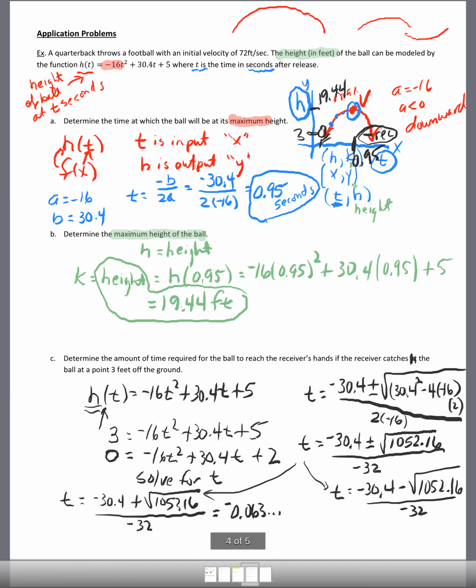And I have an issue with this answer here. How can time be negative? It can't. So this is what we call an extraneous solution. This solution does not make sense. So we're hopeful that the next one will.